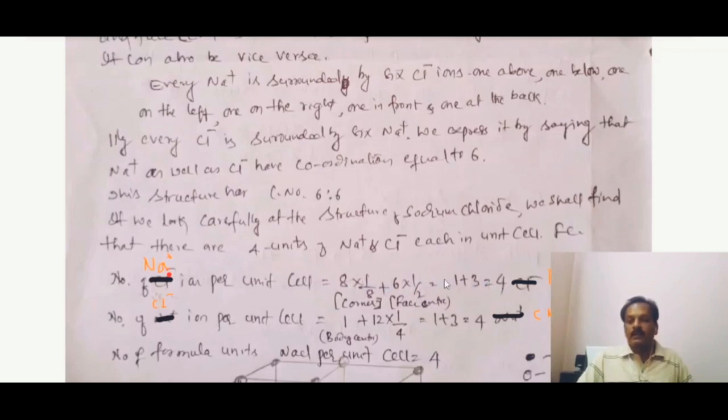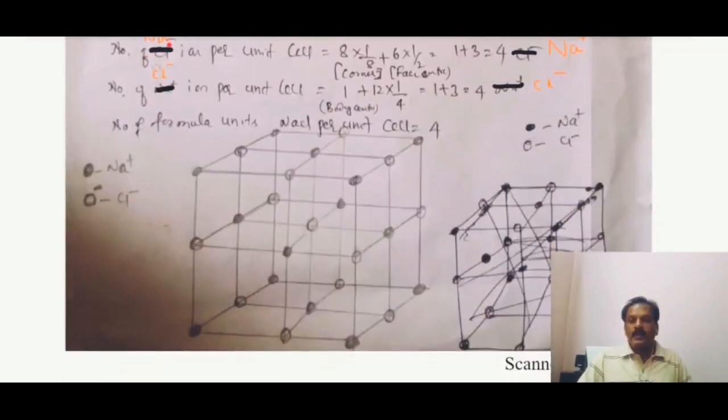That is 1 plus 3, which gives 4. That means when you consider this simple unit cell of NaCl, the contribution of Na+ ions in the unit cell is found to be 4. That is, 4 Na+ ions are present in the unit cell. And as I told you, the Cl- ions are present 1 at the center of the body and 12 at the edges of this cubic system. These are the edges here.